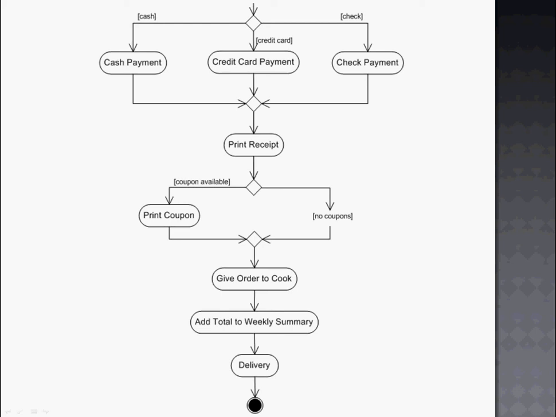Another decision node comes next. If the guard condition coupon available exists, the print coupon action is taken. If there are no coupons, no action is executed, and the control flow moves on to the merge node. The next action is give order to cook, followed by the add total to weekly summary activity. The final activity is delivery, and the control flow stops at the final activity node.